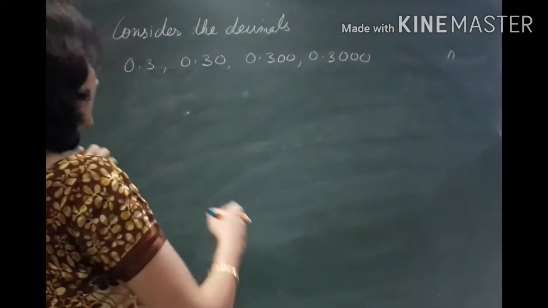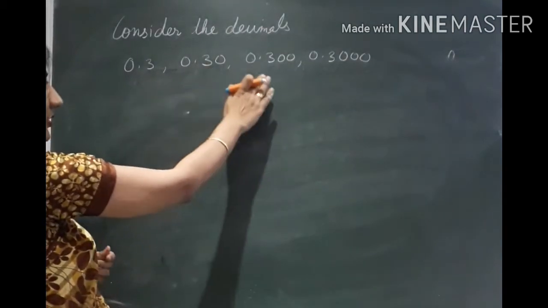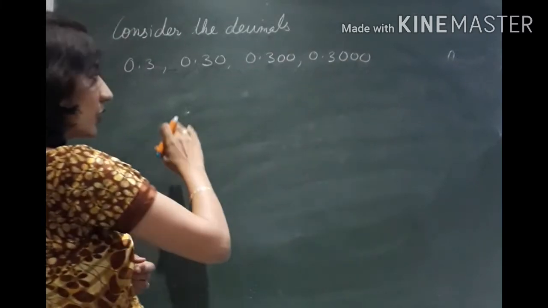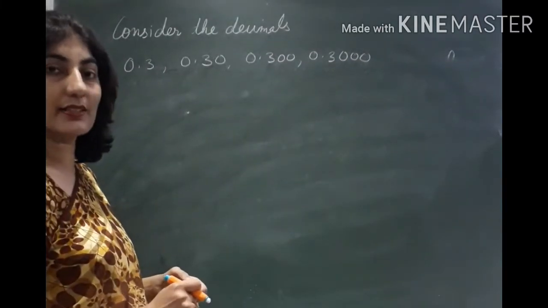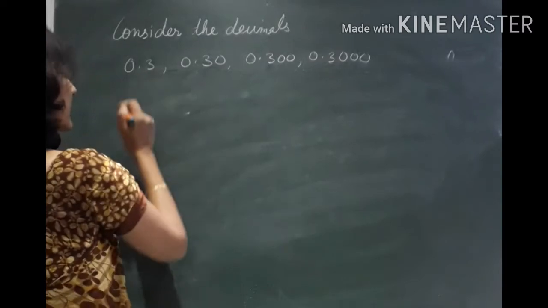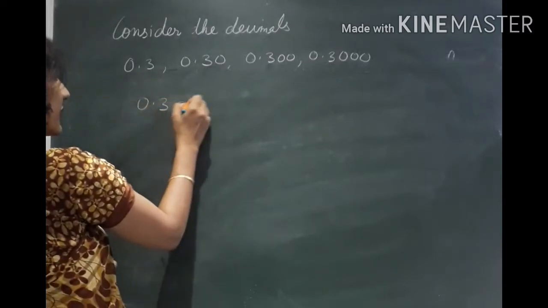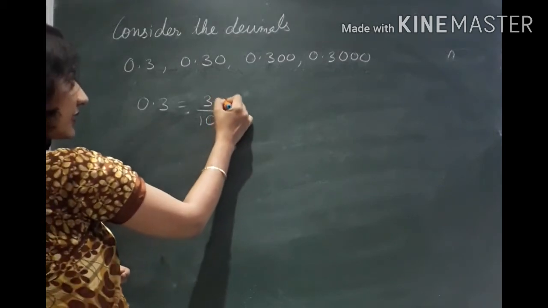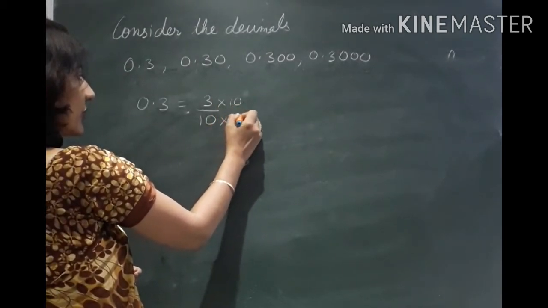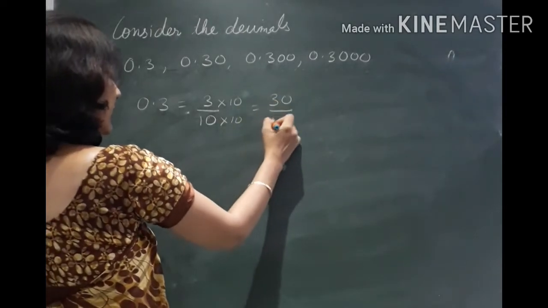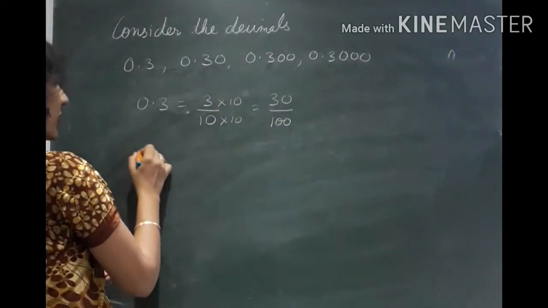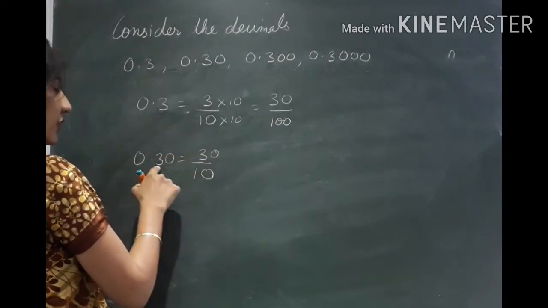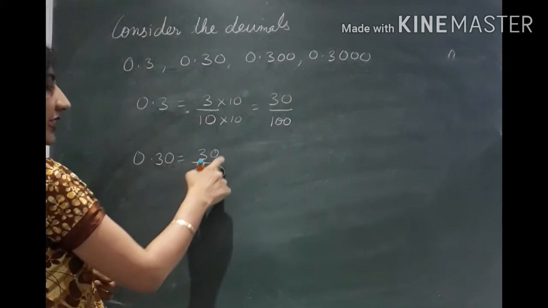Now consider the decimals 0.3, 0.30, 0.300, 0.3000. Now we will see that all these decimals are same. How is it? Let us convert these decimals to fractions. 0.3 can be written as 3 by 10. If I make the equivalent fraction of 3 by 10, multiply it by 10, this also by 10, it will become 30 by 100. Then 0.30 can be written as 30 by 100, because after decimal there are 2 places. So we will write it as 30 by 100.